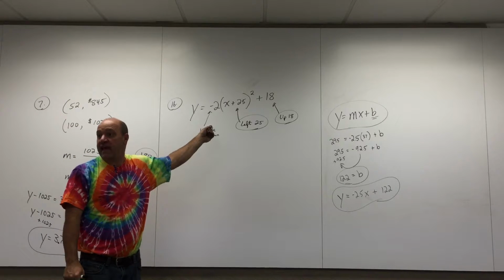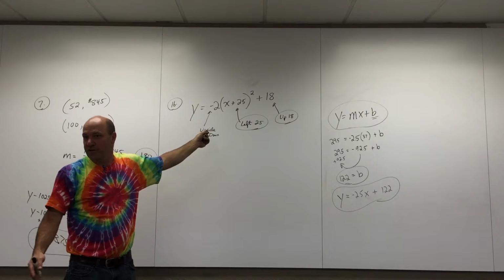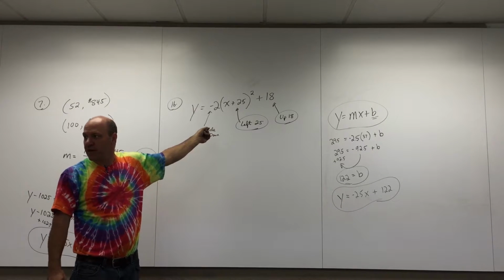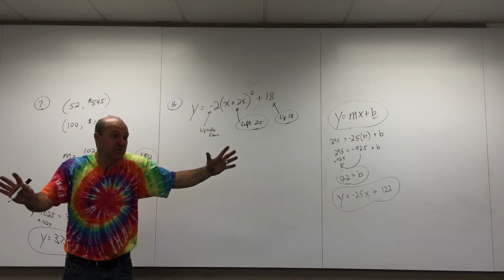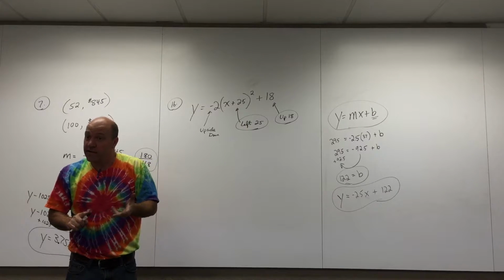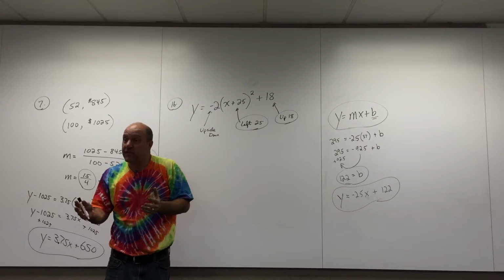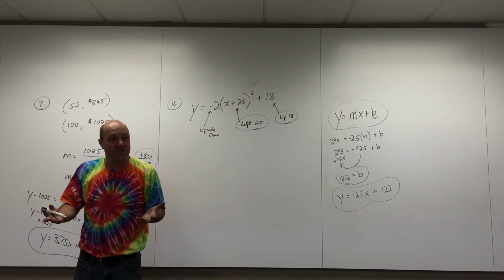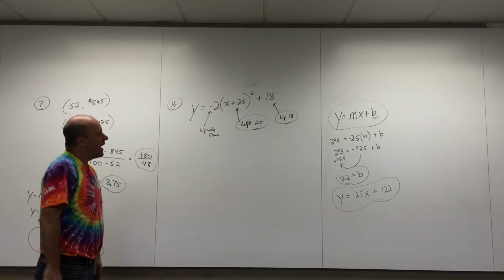Hopefully, you're not going to say that the 2 is a shift down 2, or a shift to the left 2. I'd like you to know that the 2 is not those things. I almost don't care what it is, but it's not those other things. The 18 is a shift up. The 25 is a shift left. The 2 is not one of those shifts. That's really what I want you to know.